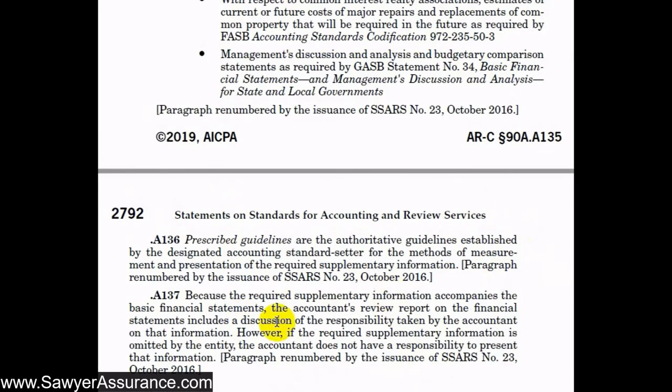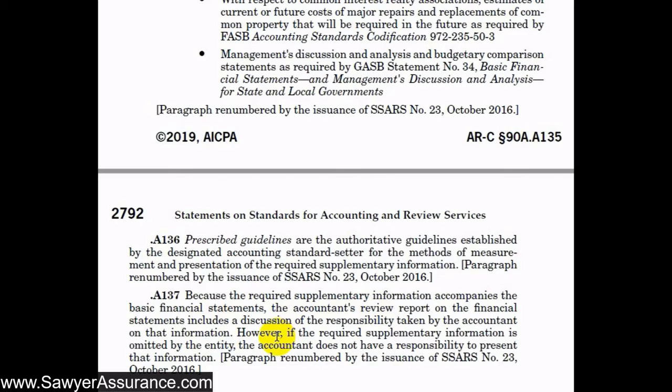And then finally, this is fairly obvious, but it says if because the required supplementary information accompanies basic financial statements, the accounts review report on the financial statements includes a discussion of the responsibility taken by the accountant on that information. So that's why we are including that other matter paragraph.